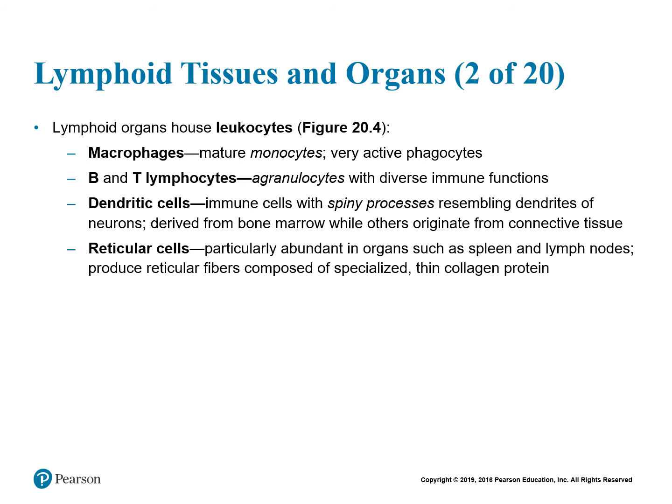You can find B and T lymphocytes. Those are agranulocytes. Again, they don't have any granules, and they serve a bunch of different types of functions. You have dendritic cells, and you also have reticular cells. Dendritic cells are usually the guys that go in there first. Those are the first cells to become antigen presenting cells.